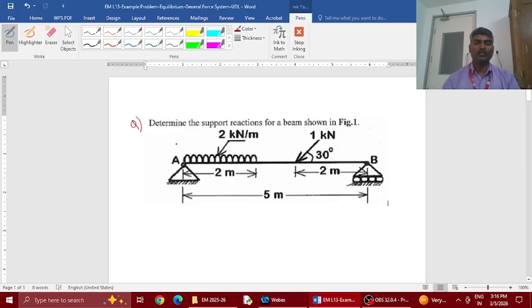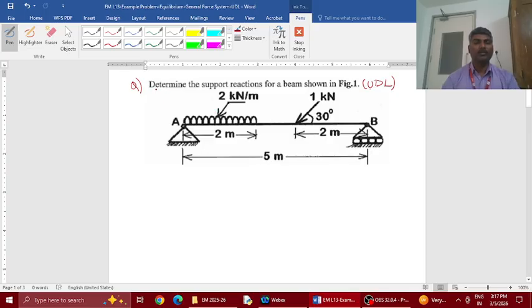This session will try to solve a problem on the general case of a force system which is in equilibrium. The speciality of this problem is we will try to handle the uniformly distributed force. This is what you see, the uniformly distributed force acting for 2 meters.